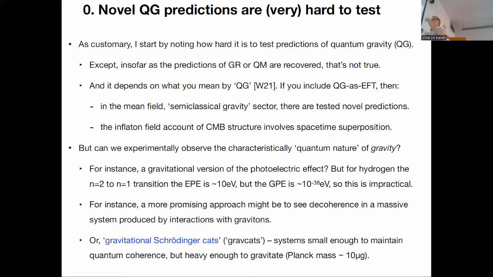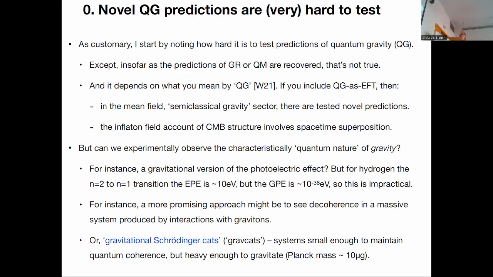Just to be clear, I'm going to call these things grav cats, whether or not they're actually in superposition. We had a talk the other day and somebody fairly said, do you mean just when they're in superposition that they're grav cats? We don't really have a Schrodinger cat until we have a superposition, but I mean it in that broader sense, this kind of object.